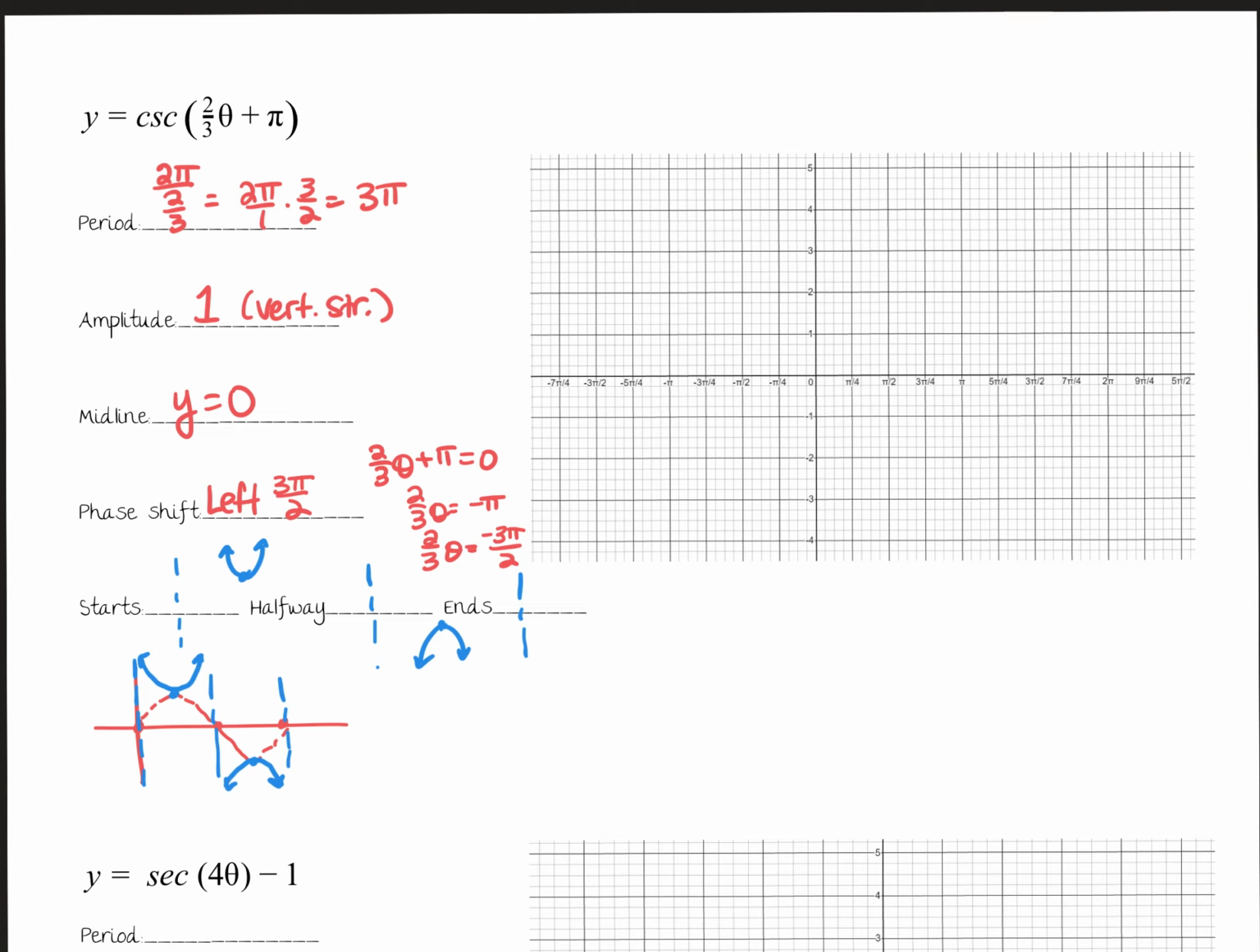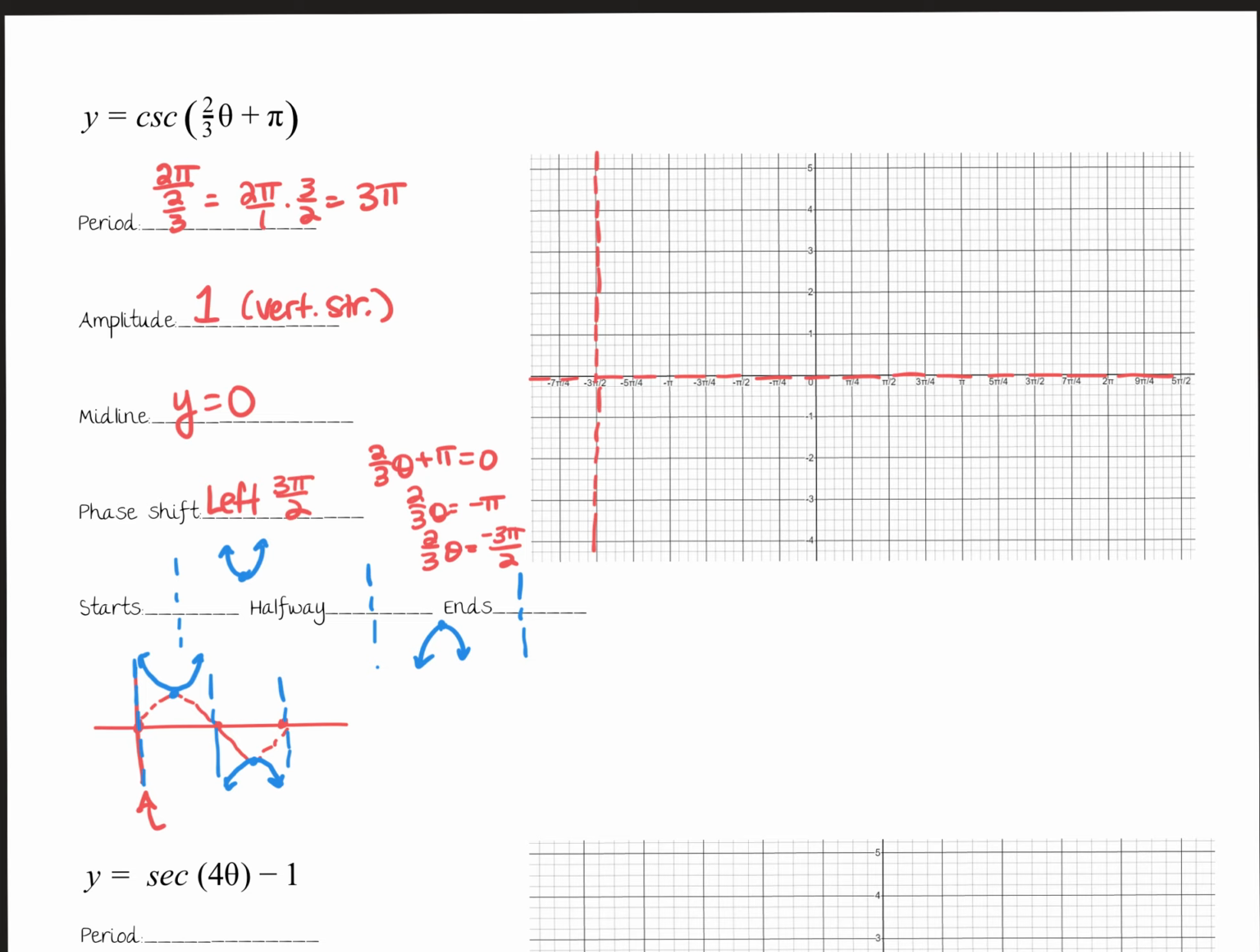So just like in our previous videos, I'm going to start with the amplitude. Sorry, not the amplitude, the midline, which is at y equals 0. All right, so we have our midline here at y equals 0. Now, we're going to shift everything left 3 pi over 2. So we can do that right now. We know that we start with an asymptote. So if we shift everything left 3 pi over 2, this is the beginning of the first cycle, and it's going to start at 3 pi over 2 with an asymptote.